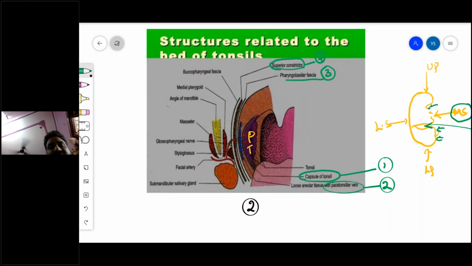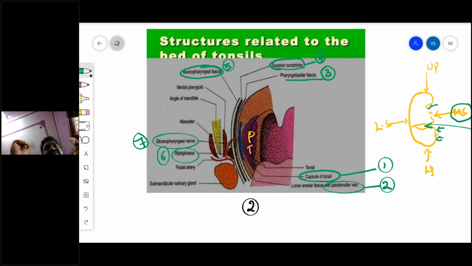Number four, superior constrictor. Number five, buccopharyngeal fascia. And number six, styloglossus muscle. And the last one, a nerve: number seven, glossopharyngeal nerve. So in this picture, I have shown you the formation of the tonsillar bed. This tonsillar bed is related to the lateral surface of the palatine tonsil.